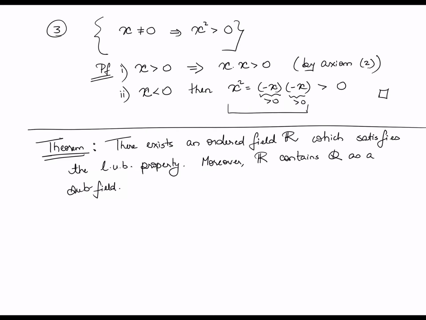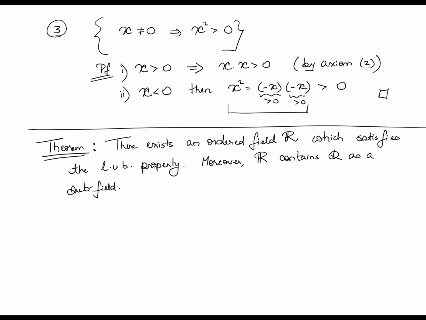Okay, so I am in fact not going to prove this result; I'll tell you what a subfield is in a bit. We are not going to prove this result, but Q by itself is a subfield. Sorry, Q by itself is a field, right? It is an ordered field, but Q does not satisfy the LUB property, the least upper bound property.